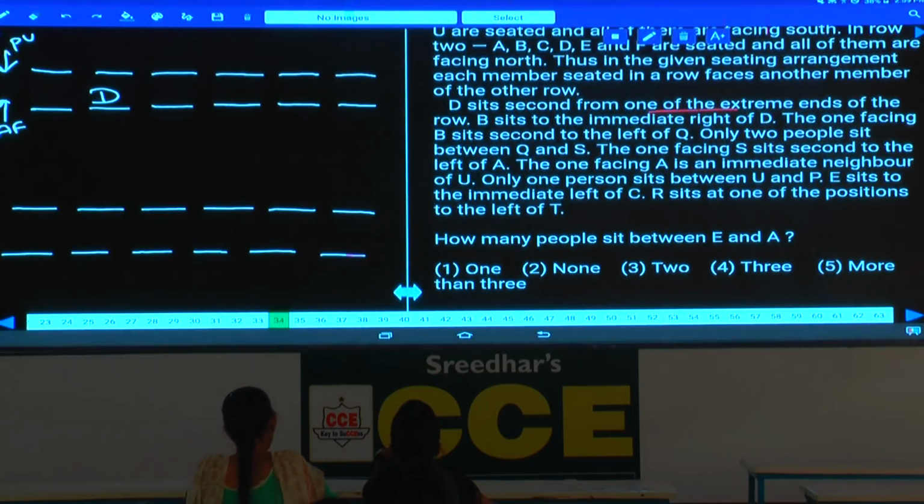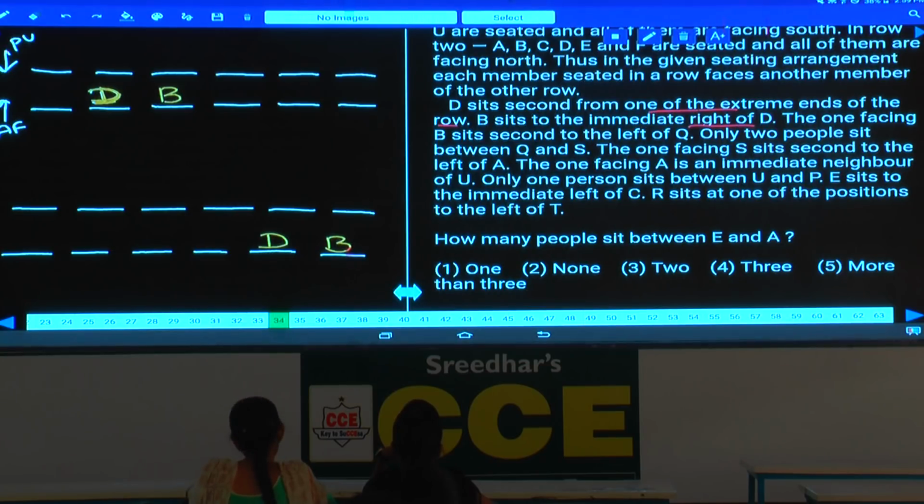There are 2 possibilities. Either D is at this place, or D can be here. There are 2 possibilities for D. D sits second from the extreme ends of the row, and B sits to the immediate right of D. As B is to the immediate right of D, B will be here. Now in case 1 and in case 2, B will be here.